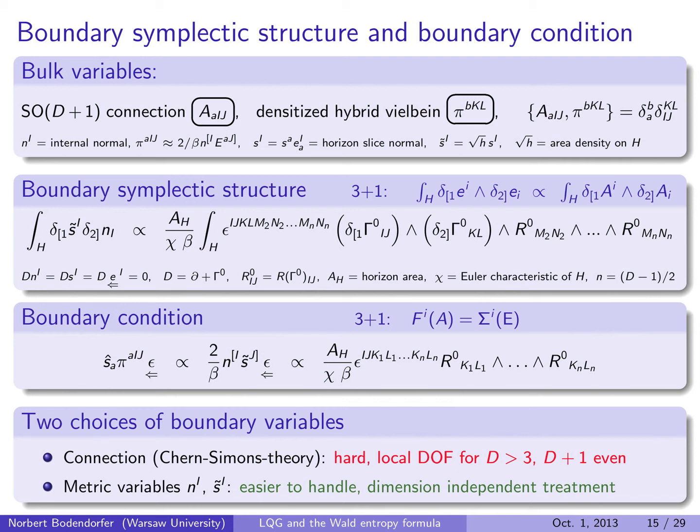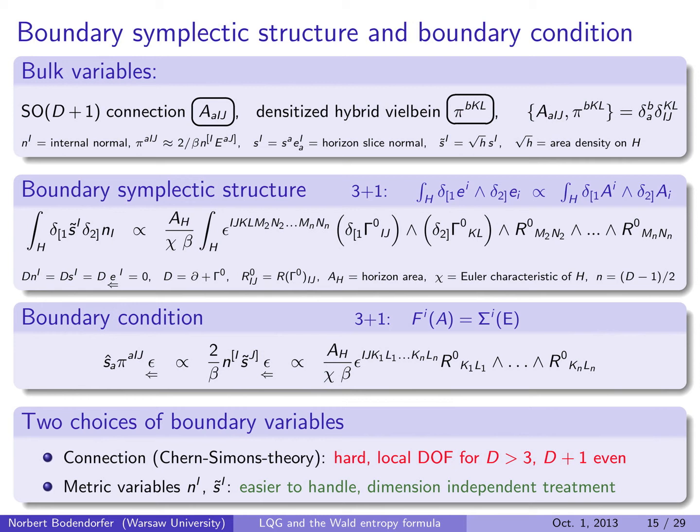And then you're essentially in this first situation where you have the triad as a horizon variable. However, you might want to use a connection on the horizon, and you try to rewrite this symplectic structure in terms of a connection. This can also be done, and the formula is written on the right-hand side of the second box. So let me tell you what symbols are there.